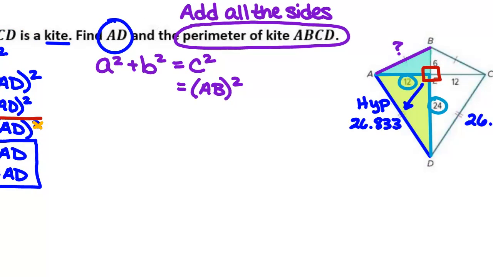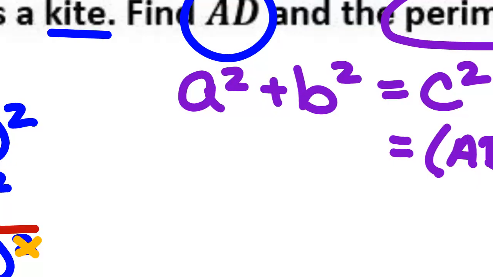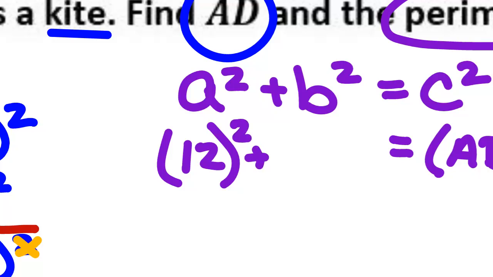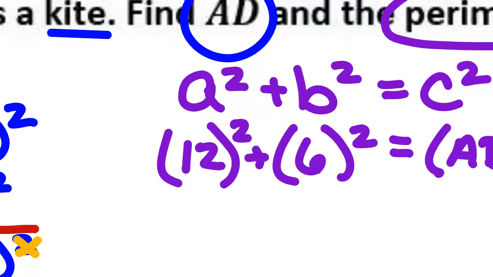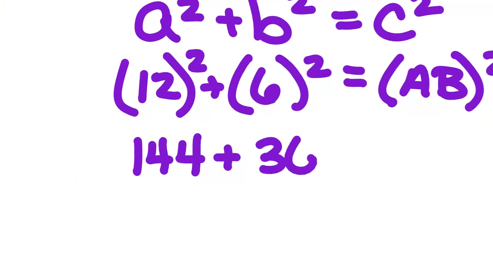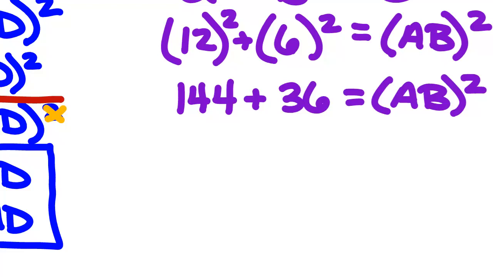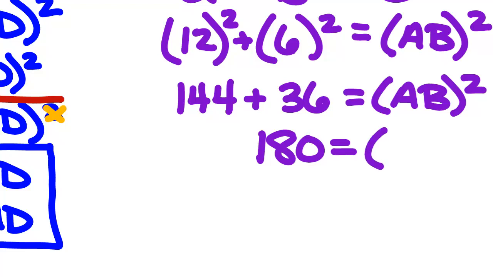So what do I put in for A and B then? 12 and 6. 6 is this side. 12 is this side down here that they had in common. So I have 12 squared plus 6 squared equals AB squared. We already did 12 squared. That was 144. What is 6 squared? 36 equals AB squared. What is 144 plus 36? 180. So I have 180 is equal to AB squared.